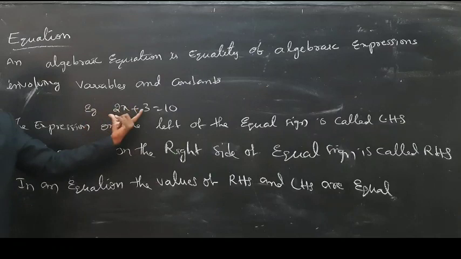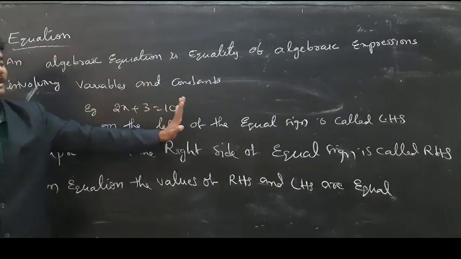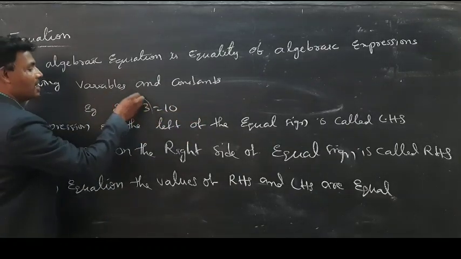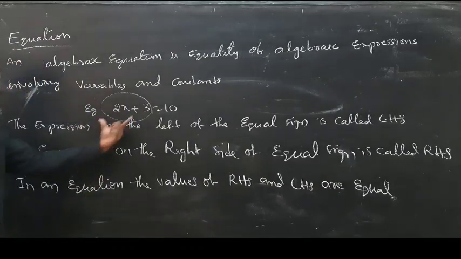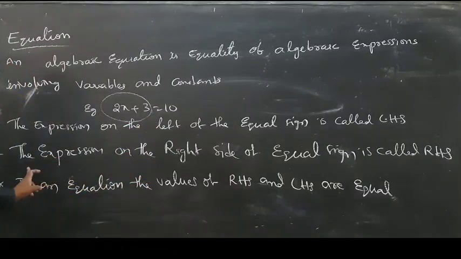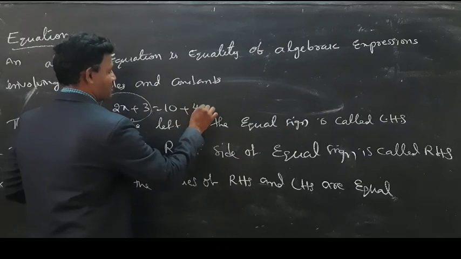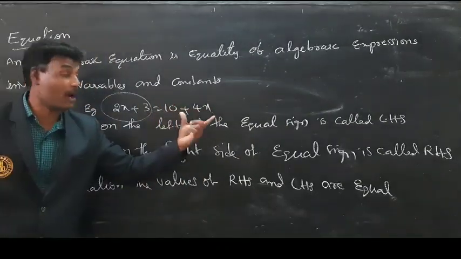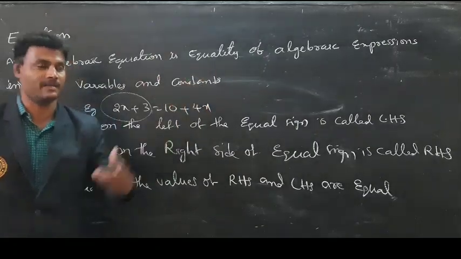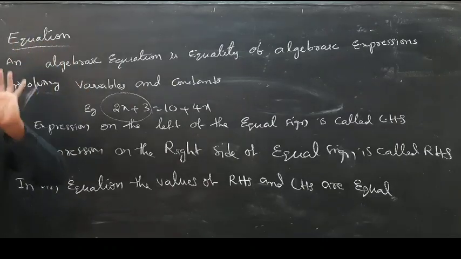And in the equation, the expression on the left of the equation is called LHS. For example, when 2x plus 3 is equal to 10, what is the left part? 2x plus 3 is called the LHS part, left hand side. Then the expression on the right side, for example, 10 plus 4x. What is the right side part? 10 plus 4x is the right side part. This is called RHS. And the values of LHS and RHS are both equal in an equation.